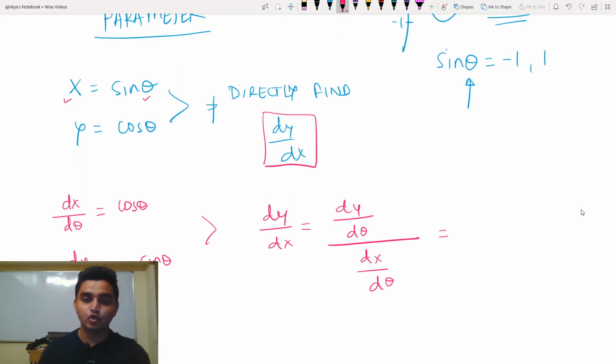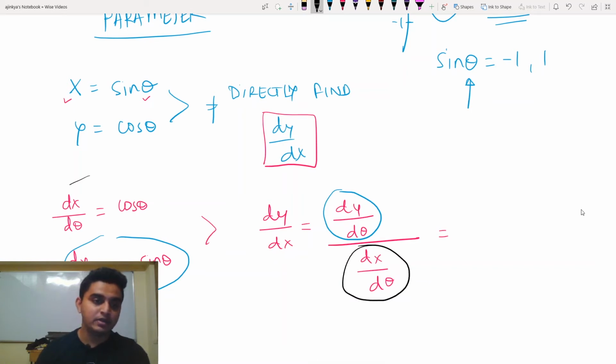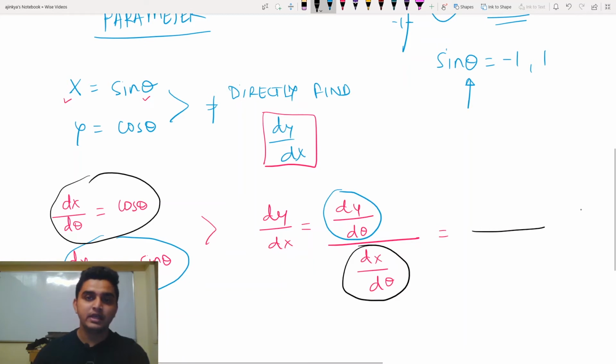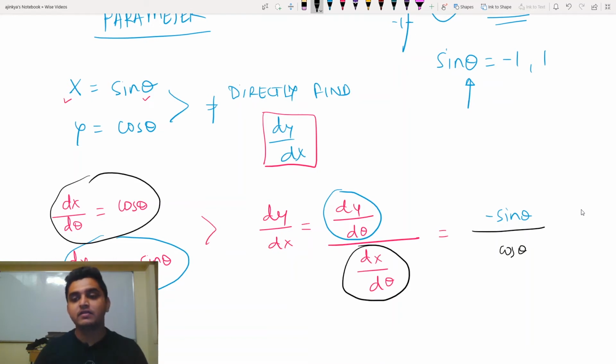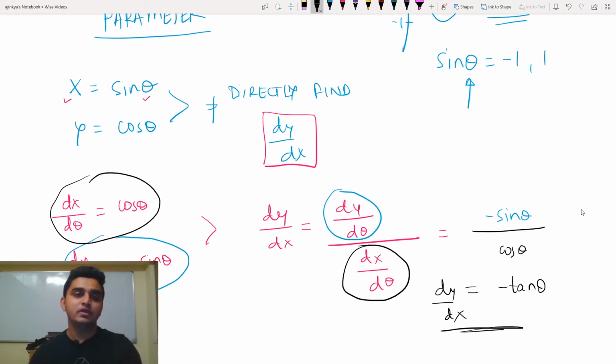And now we have two things over here, right, which is dy upon d theta and dx upon d theta. You can simply replace all these terms and the answer will be minus of sine theta upon cos of theta, which is going to be minus of tan theta. So what we have got is dy upon dx, and this is nothing but parametric equations.